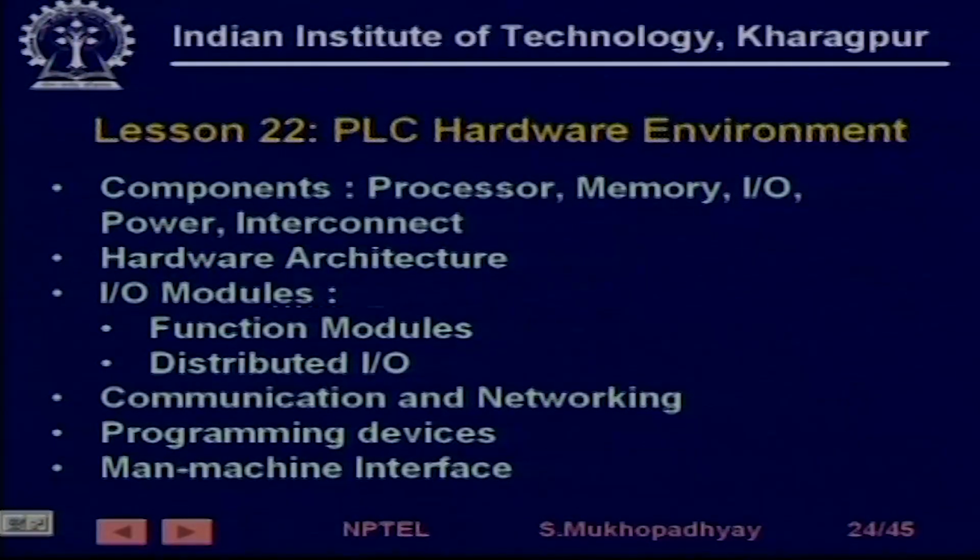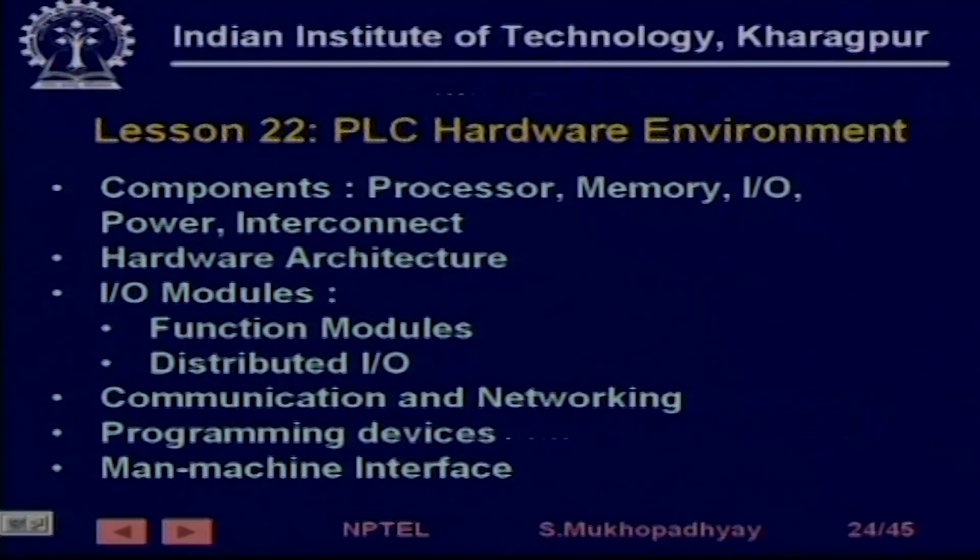In the last lesson we talked about the PLC hardware environment, the kinds of processors, the typical specifications of processor, memory, IO, the buses, bus extension, various kinds of special purpose IO modules like function modules, distributed IO modules, various kinds of communication and networking modules like industrial Ethernet. Then the devices that are used for programming PLCs, developing programs and then downloading, and finally man machine interfaces which can be connected with PLCs.